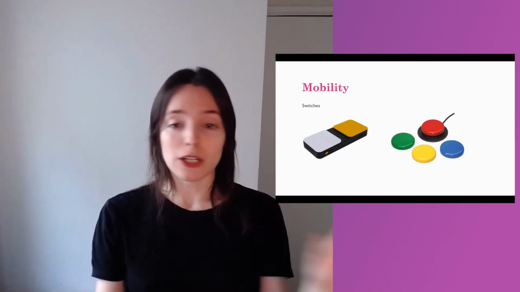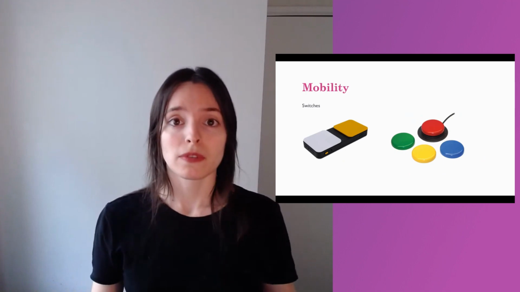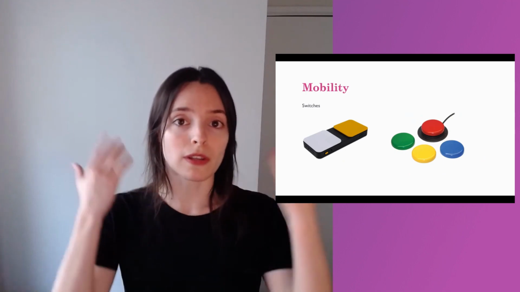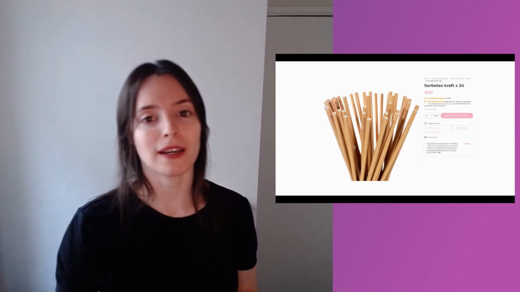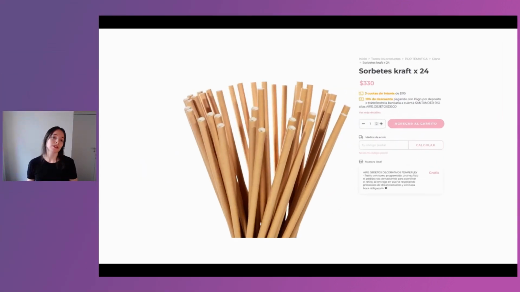And then if you have no money to buy any of those, then what do you do if you can only move your head? You buy straws, also called sorbetes in Spanish, if you ever need that word. You can buy 24 sorbetes for 330 pesos. That is less than $1. So that is a very good thing. It's a very good offer. What do you do with that? Well, you put it in your mouth.